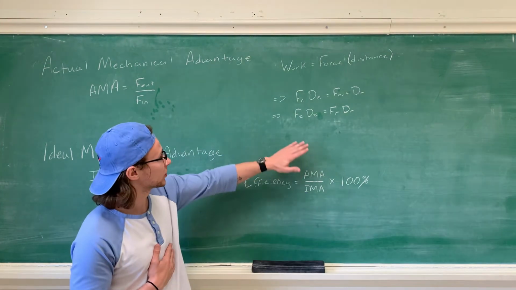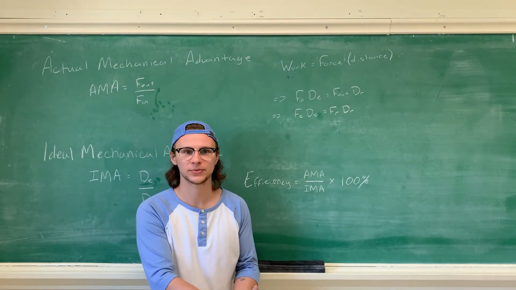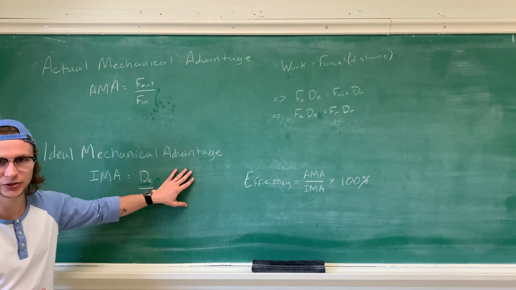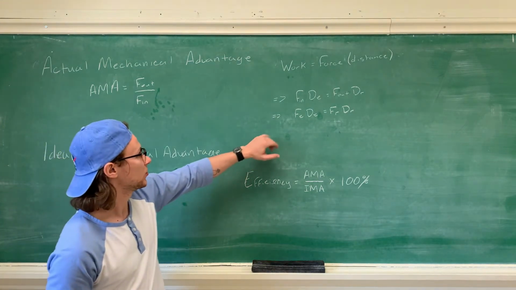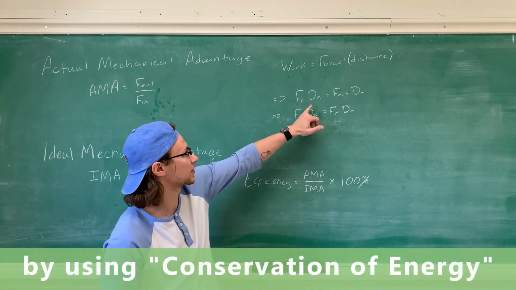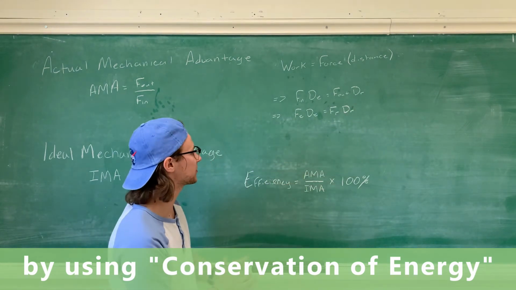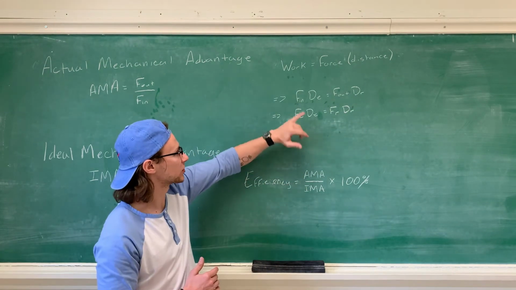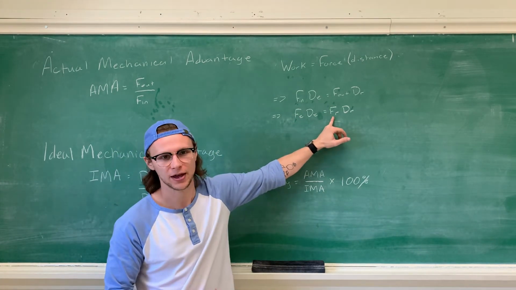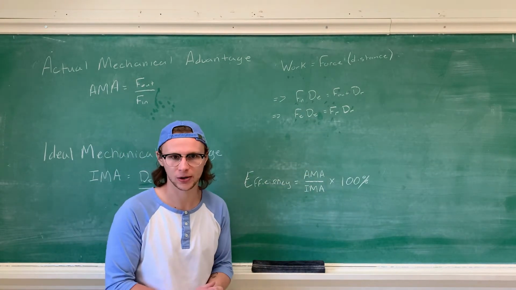Also, we have the relation, we know work equals force times the distance, and with these two new things that we just introduced, the IMA and AMA, we can then form an equation such as this, where the force in times the DE equals the force out times DR. And just to make things a little bit more simple, the force in can just be put as FE, and the force out can be put as FR. With this, we can then find the actual efficiency of our system.